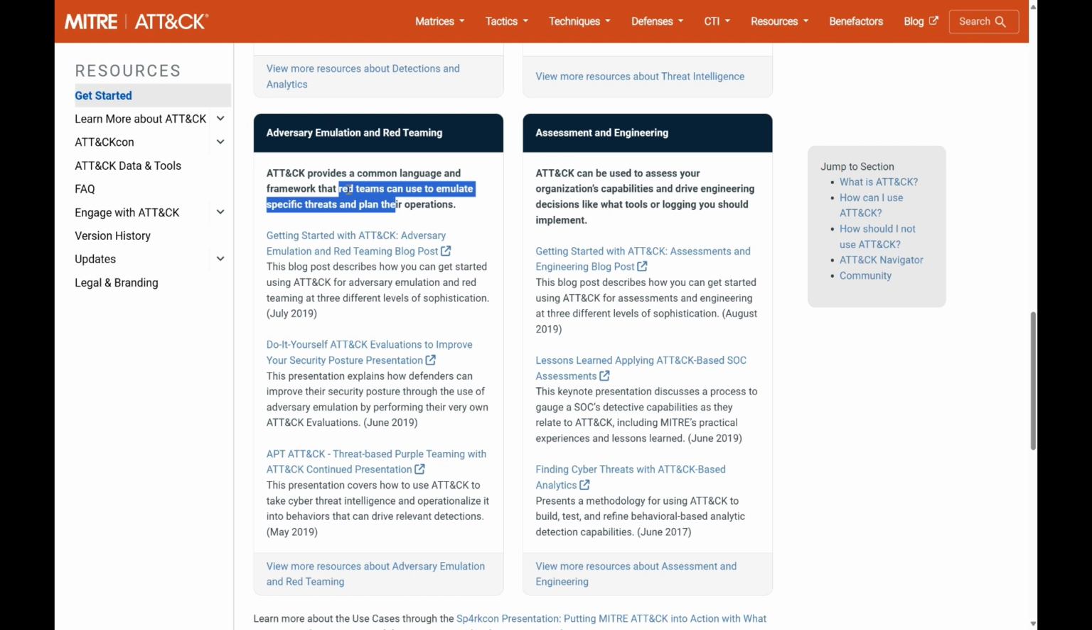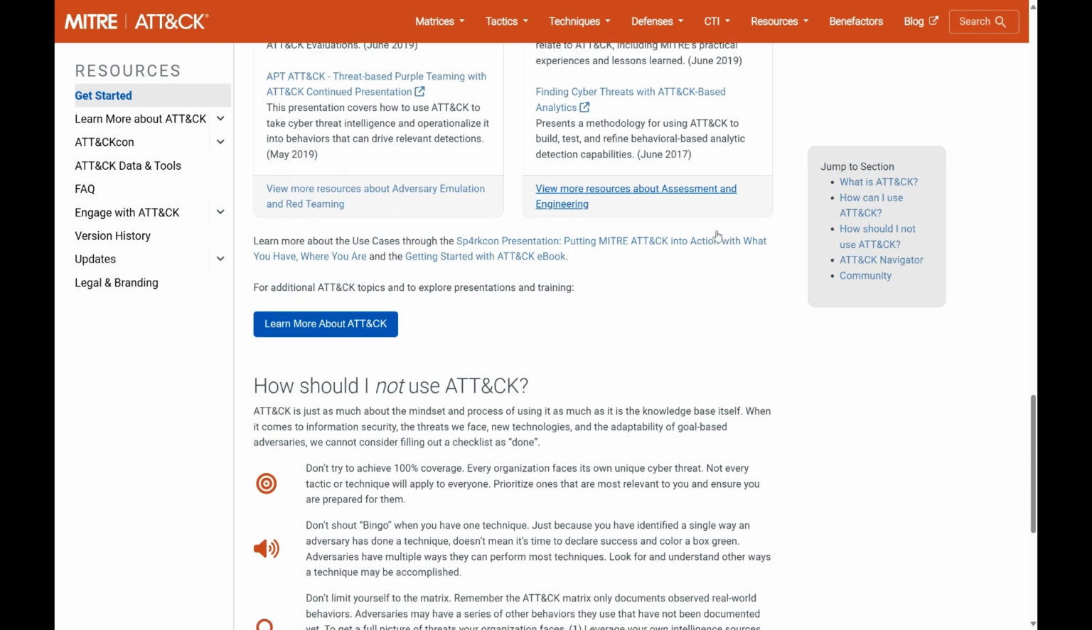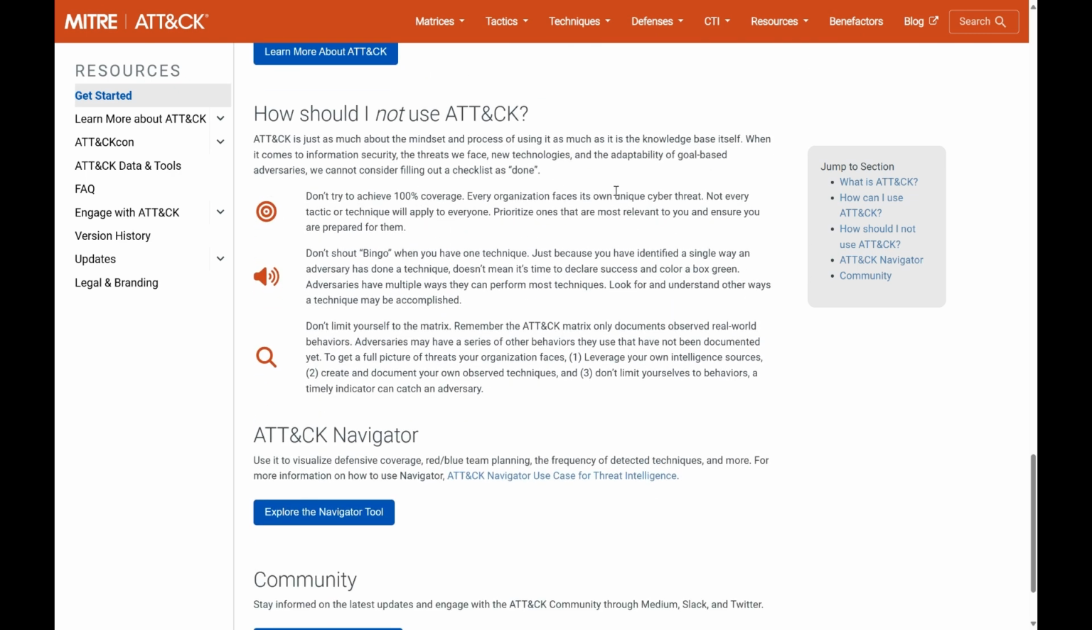So red teams can use it to emulate specific threats and plan their operations. Assessment and engineering: ATT&CK can be used to assess your organization's capability and drive engineering decisions, like what tools or logging you should implement. And how should I not use ATT&CK?